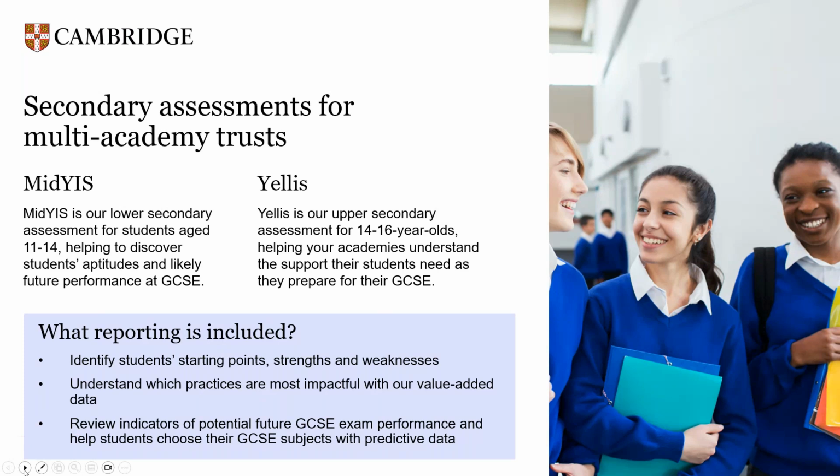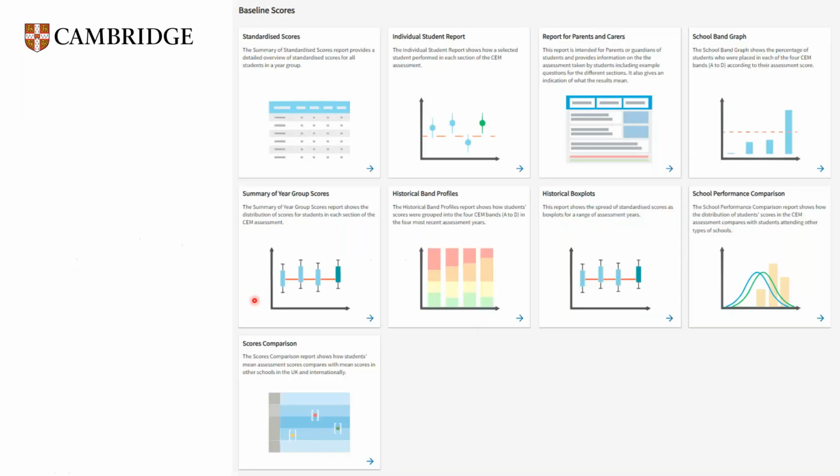So just a few examples here. When I've mentioned the reporting you can get, you have our tiles here, and you go in, and I said the standardized scores are really useful from a MAT level to go in and see your standardized scores across your school, or from a school level to go in and see what is happening in there. I would really recommend also having a look at your historical band profiles. These are really interesting to see how your cohorts have changed year on year. Again, I say data is power.